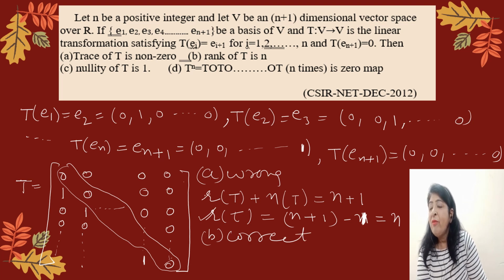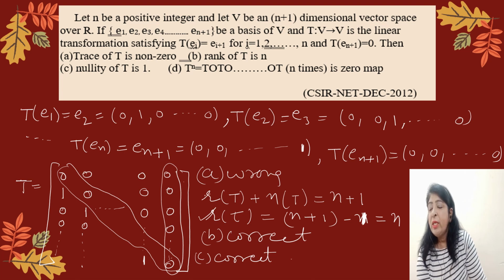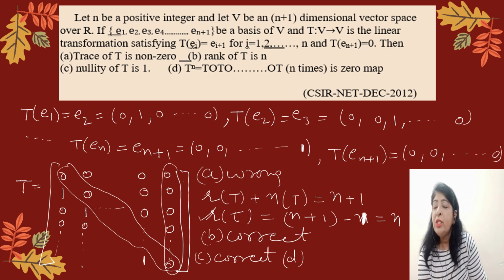Third, you have nullity of T is 1 because there is only 1 zero row. So the number of zero rows is said to be the nullity. Then this implies C is correct. Nullity is 1. Then he says option D is T n is 0 map.